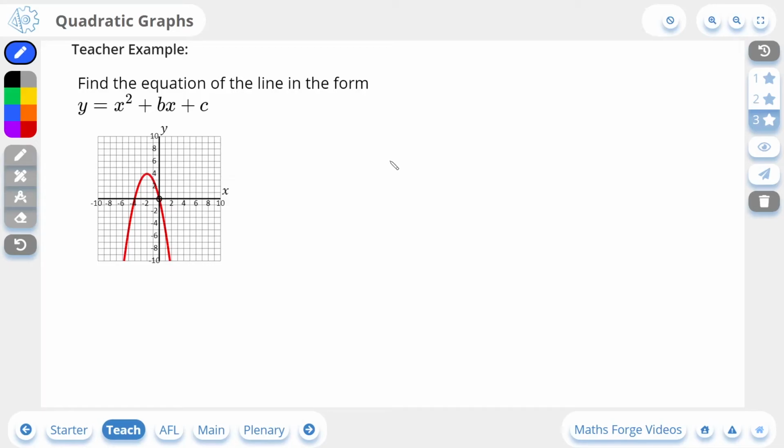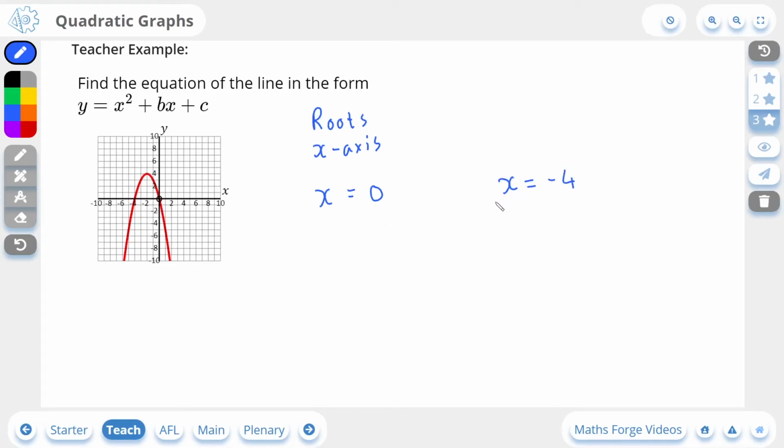Now let's do a 3-star example. Again, we're being asked to find the equation of the line in the form of y equals x squared plus bx plus c. So as we did in the previous example, we're going to just look at our roots. So we can see here that the roots, or where the graph cuts the x-axis, can be found at x is equal to 0 and x is equal to -4.